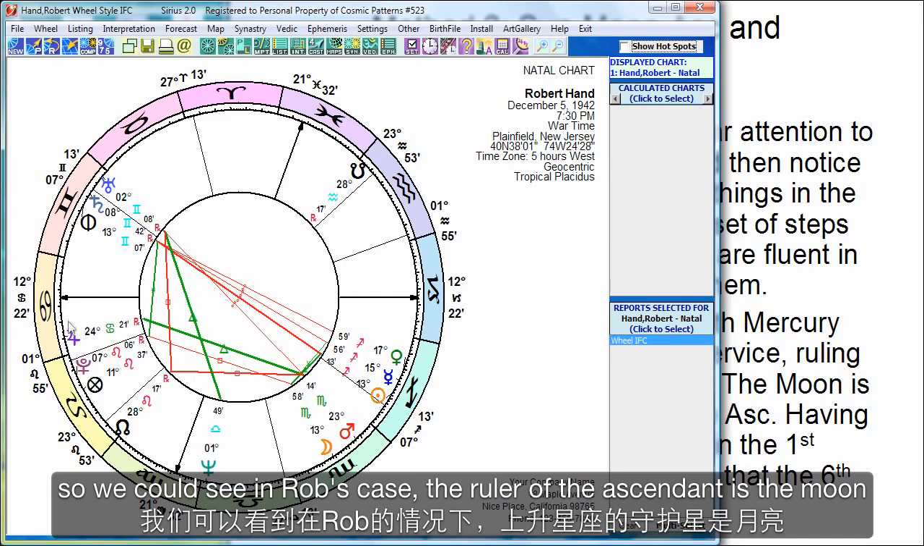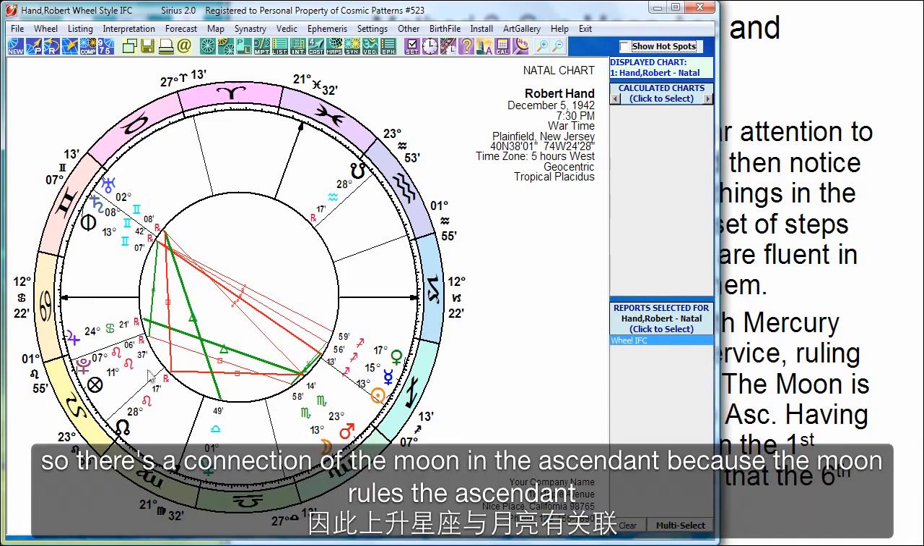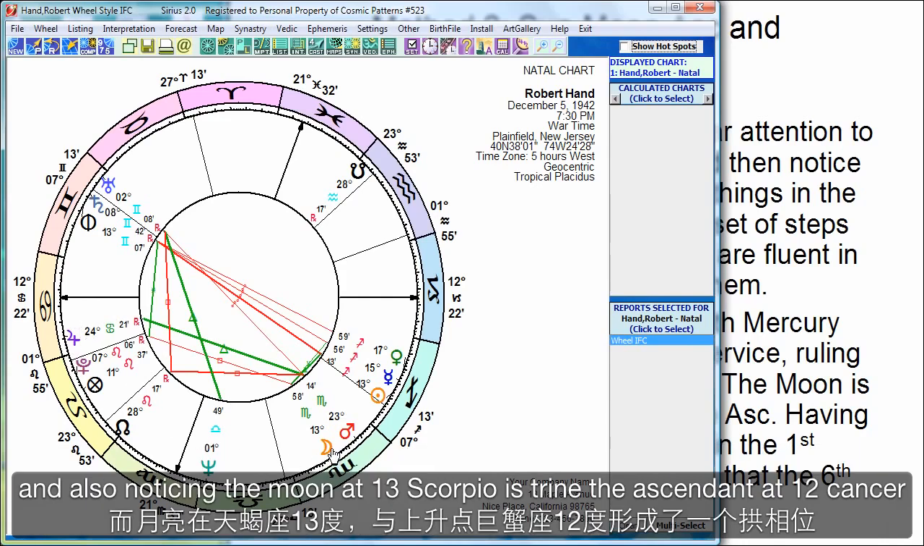So we could see in Rob's case that the ruler of the ascendant is the moon. So there's a connection of the moon and the ascendant because the moon rules the ascendant, and also I'm noticing the moon at 13 Scorpio is trine the ascendant at 12 Cancer.